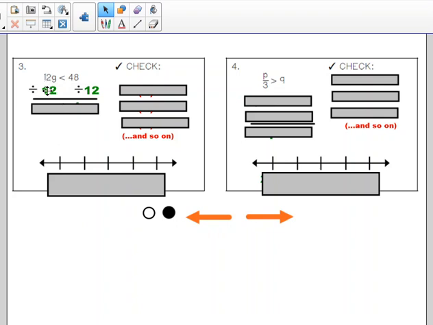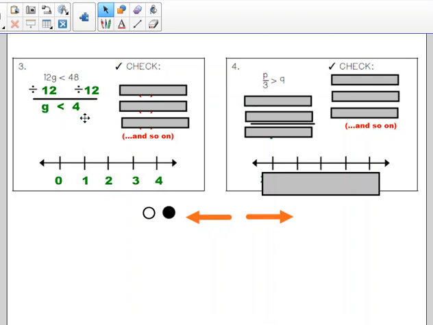Now this 12 cancels out. We're just left with our variable. And on the right side, we have an answer of 4, because that's what 48 divided by 12 was. So this is really the solution to this inequality. G needs to be less than 4. So if I go to my number line down here, G needs to be less than 4.